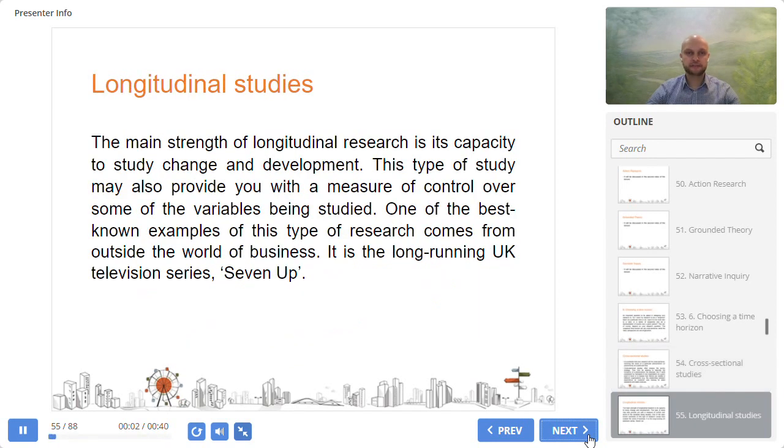Longitudinal studies. The main strength of longitudinal research is its capacity to study change and development. This type of study may also provide you with a measure of control over some of the variables being studied. One of the best known examples of this type of research comes from outside the world of business. It is the long-running UK television series 7 Up. These have charted the progress of people every 7 years of their life.